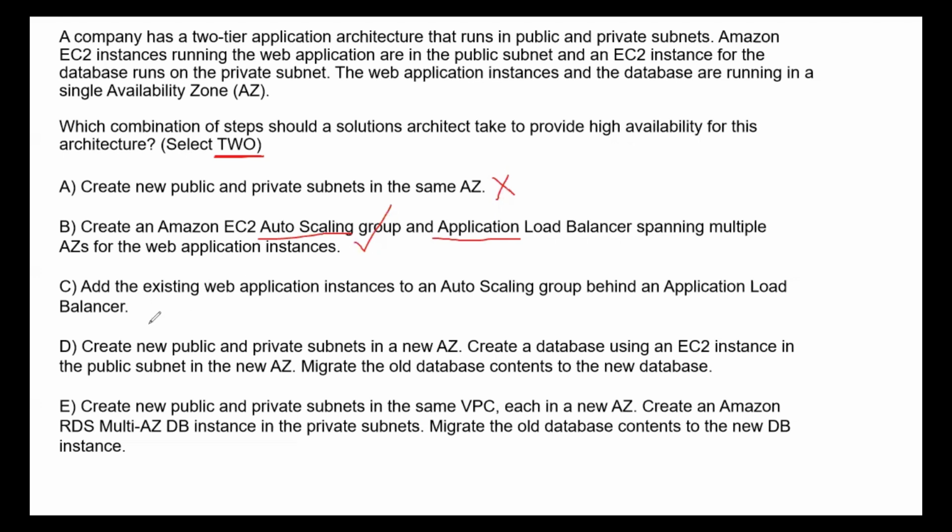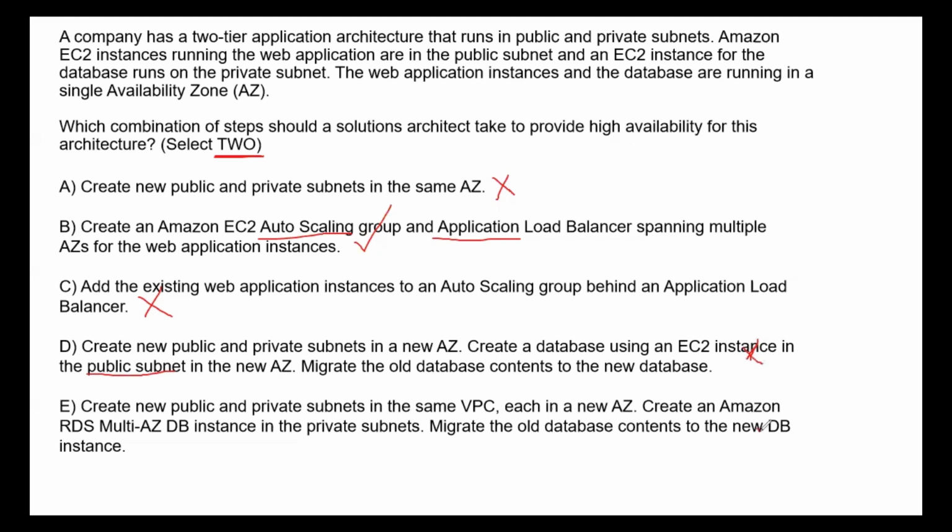So anyway, the web thing we have already covered with option 2, so this can be eliminated. Create new public and private subnets in the new AZ. Create a database using an EC2 instance in the public subnet. No, we never create a database in the public subnet, right? A database should always be created in a private subnet. So this option also can be eliminated.